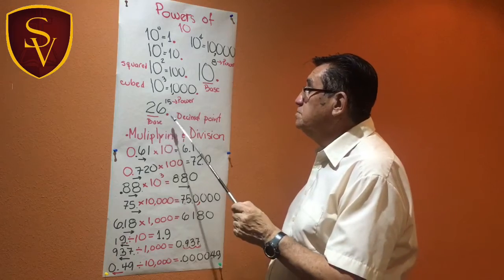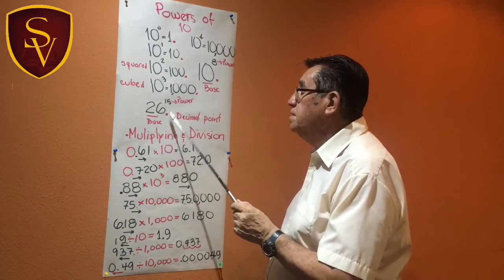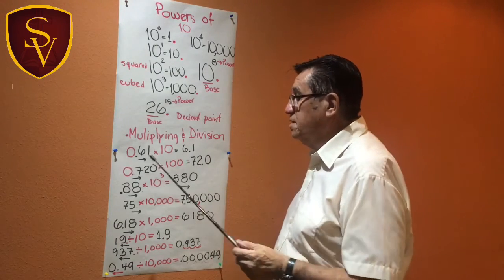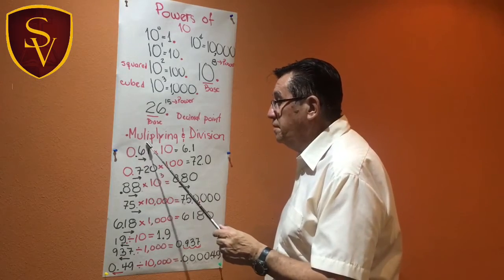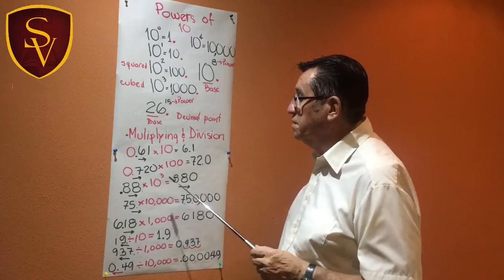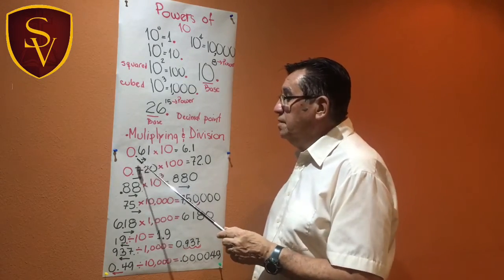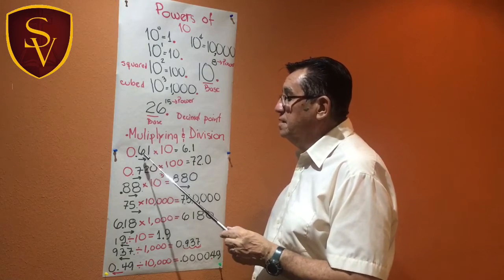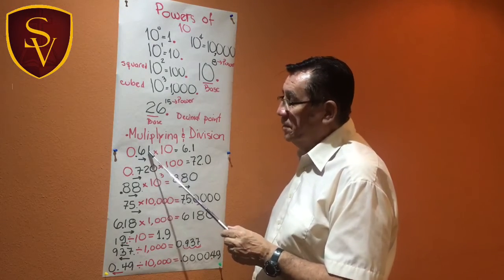This is very useful when we have the decimal point, which divides the whole part from the decimal part. In this case, we have here 0.61, 61 hundredths.